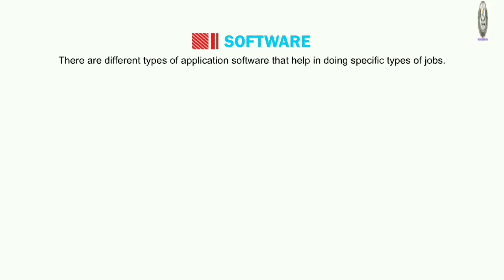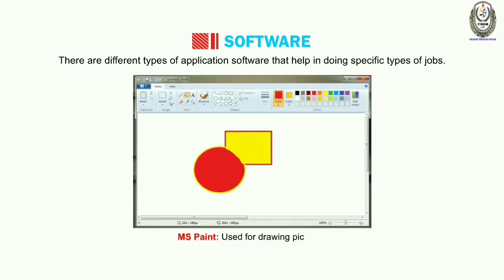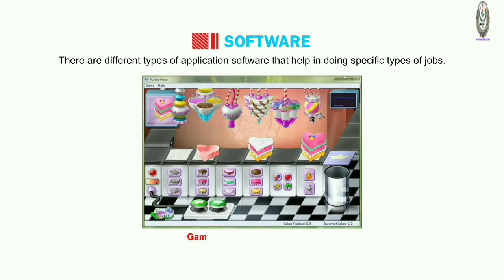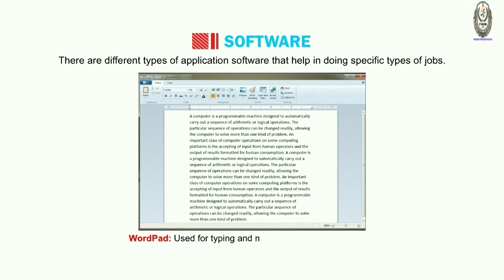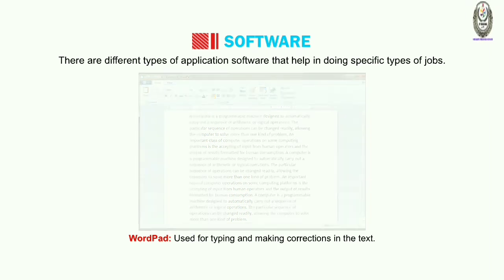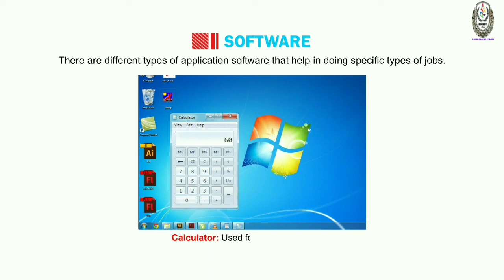There are different types of application software that helps in doing specific types of job. MS Paint is used for drawing pictures. Games are used for entertainment. WordPad is used for typing and making correction in the text. Calculator is used for doing calculations.